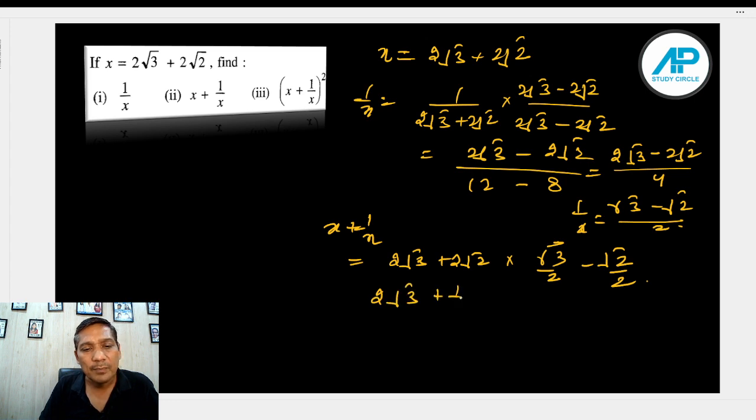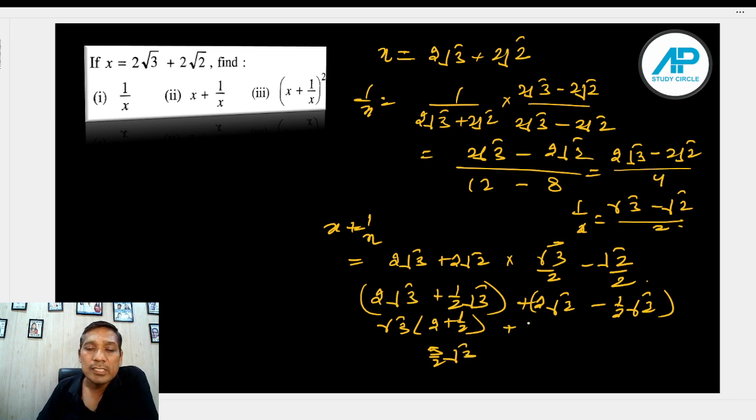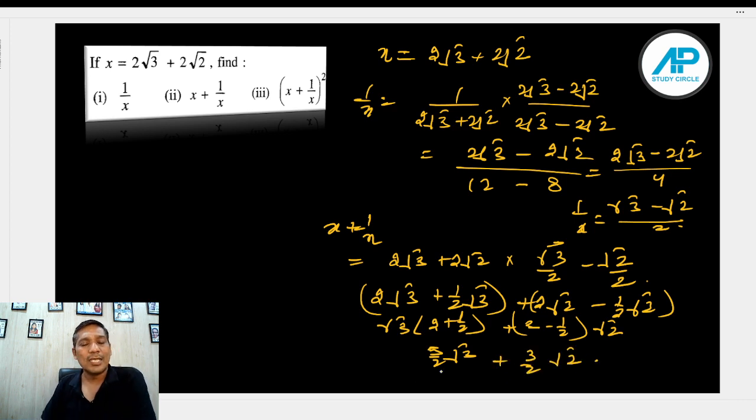2 root 3 plus 1 upon 2 root 3 plus 2 root 2 minus 1 upon 2 into root 2. What I have got here, I take root 3 common: 2 plus 1 by 2, which is 5 by 2 root 3, plus 2 minus 1 upon 2 is 3 by 2, that gives you plus 3 by 2 root 2. Whether you take 2 common or leave it here, it makes no difference.